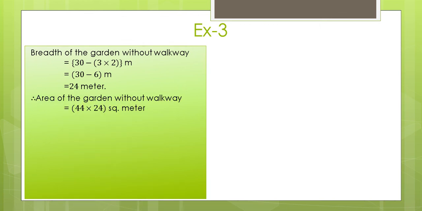That means the area of the garden without walkway is 44 multiplied by 24. 44 is the new length of the garden without walkway, and 24 is the new breadth of the garden without walkway. That is excluding and without. You can write any one because the meaning of excluding and without is the same. So if we multiply 44 by 24, we get 1056 square meter.